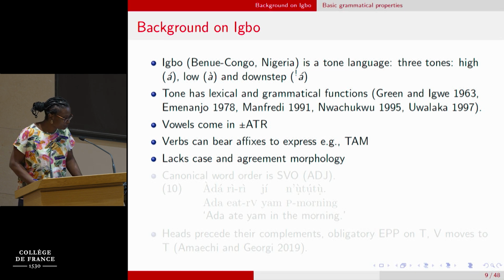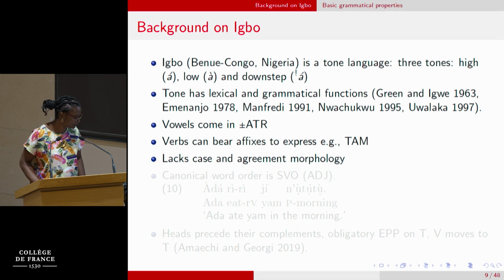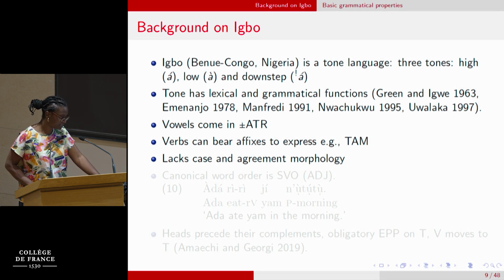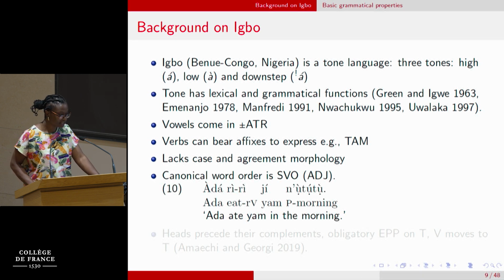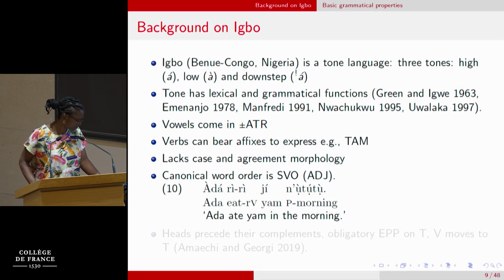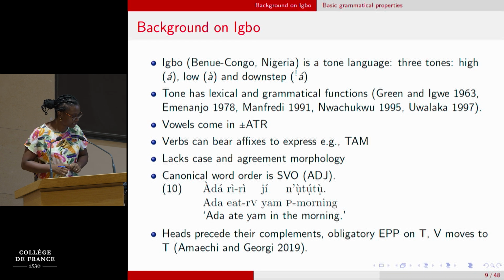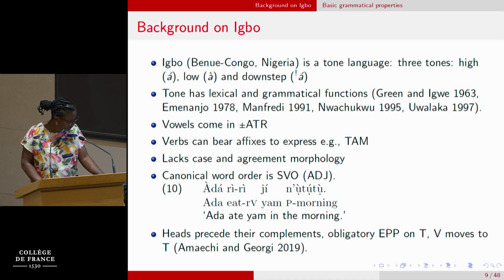So a brief background on Igbo. It's a Benue-Congo language, a tone language with 3 tones: high, low, and downstep. And tone has been shown to play a lot of lexical and grammatical function in the language. So verbs can bear affixes to express tense, aspect, mood, and the rest. And there is a lack of case and agreement morphology in the language. And in terms of the basic word order, it is an SVO language. And in previous work with Doreen, I've shown that heads precede complements, and we have this obligatory EPP on T.